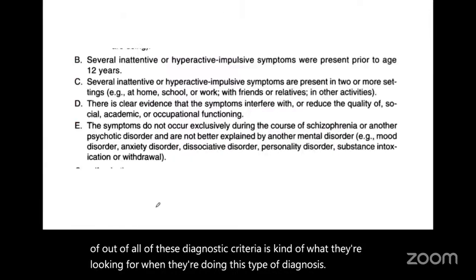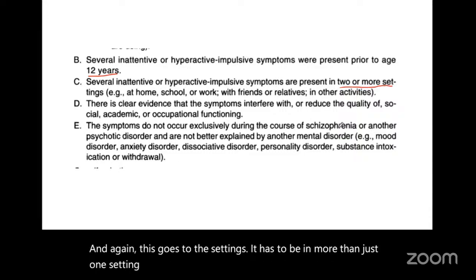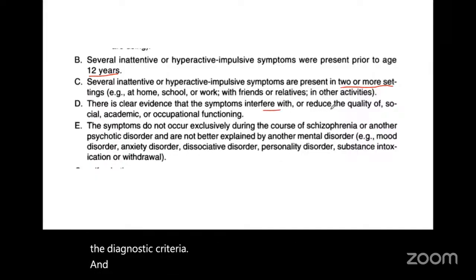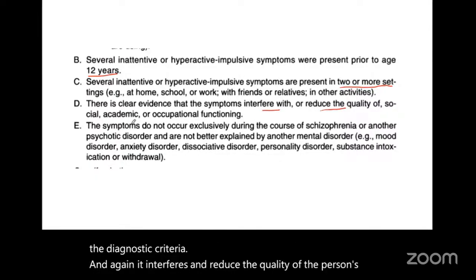And then what we look for, especially when we're looking at adolescents and adults, is we do a historical review to see if these symptoms existed before the age of 12. And again, this goes to the settings. It has to be in more than just one setting. So it has to exist within at least 2 of these, according to the diagnostic criteria. And again, it interferes with and reduces the quality of the person's life, academics, and occupation.